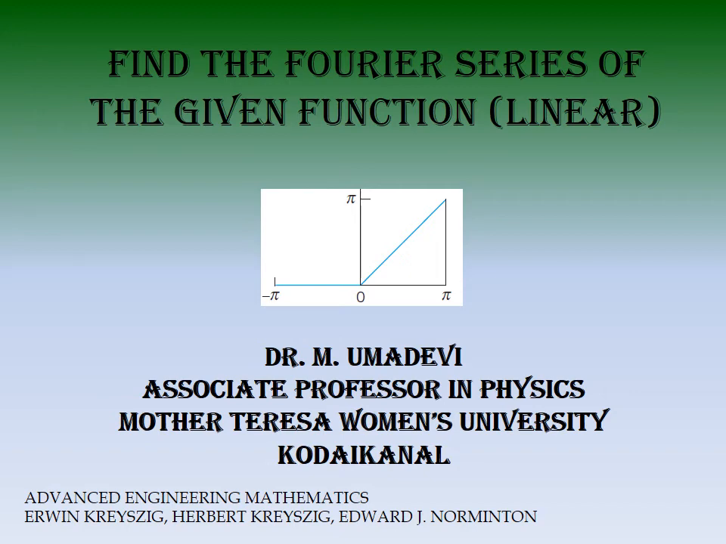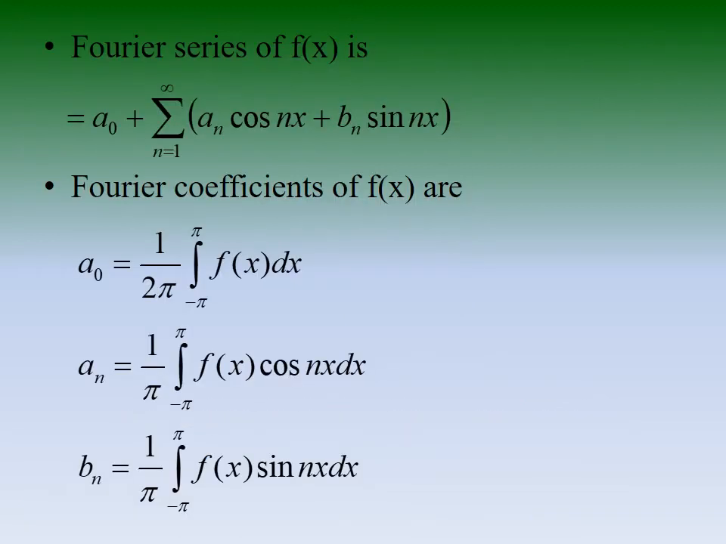Now we'll see how to find the Fourier series of the given graph. The Fourier series of the function f of x is equal to a naught plus summation n is equal to 1 to infinity a n cos nx plus b n sin nx. Here a naught, a n, b n are Fourier coefficients. So these Fourier coefficients can be found out from f of x.